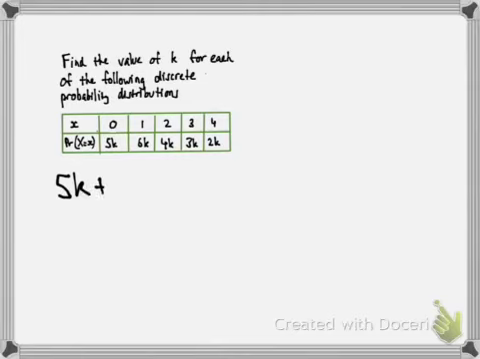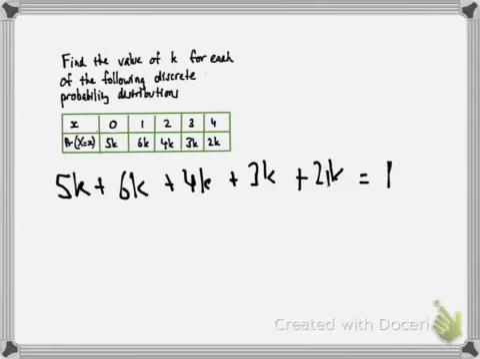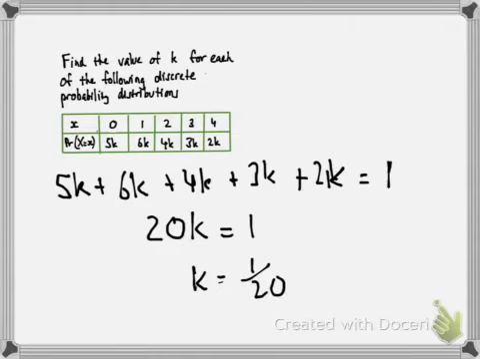5k plus 6k plus 4k plus 3k plus 2k equals 1. Why? Because the sum of all the probabilities has to equal 1. So that means 5 plus 6, 11, 15, 18, 20. k equals 1 on 20. Is that all right? Now, I don't think it asks for this question, but this question could go a step further.